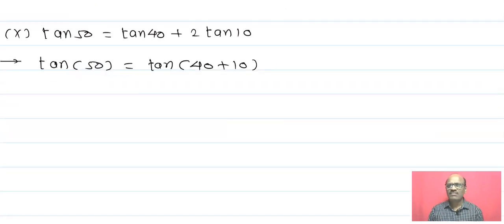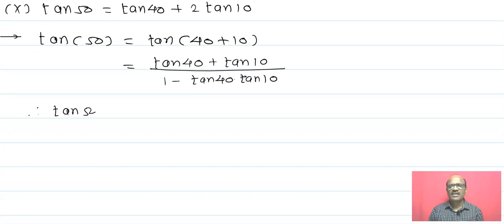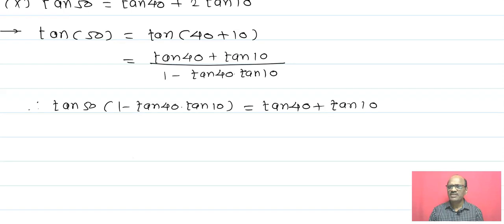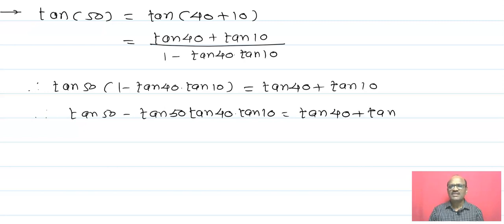Now, next, tan of 50 is equal to tan 40 plus 2 tan of 10. In this case, tan of 50 can be written as tan of 40 plus 10. Therefore, again use the formula for tan of A plus B, tan A plus tan B upon 1 minus tan A into tan B. Now see this, very interesting. There is tan 50 in bracket 1 minus tan 40 into tan 10 is equal to tan 40 plus tan 10. Tan 50 is multiplied to the whole bracket, that is tan 50 minus tan 50 into tan 40 into tan 10 is equal to tan of 40 plus tan 10.